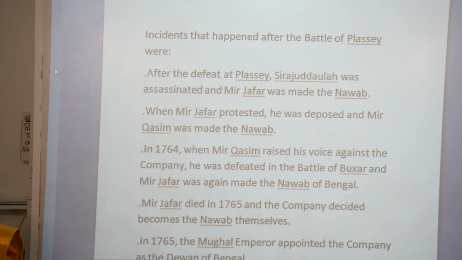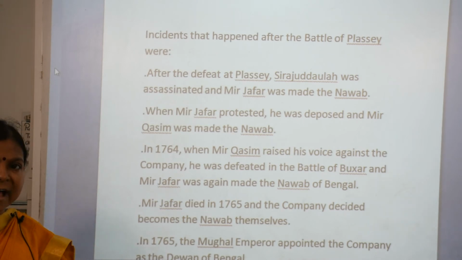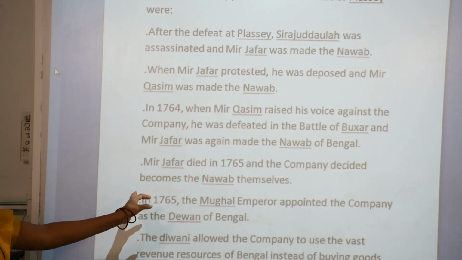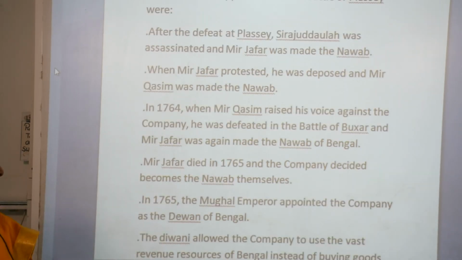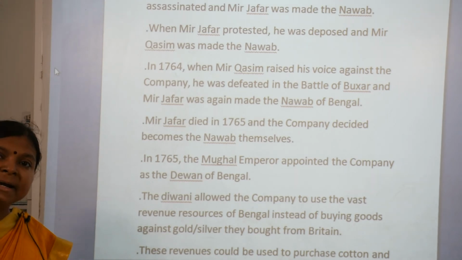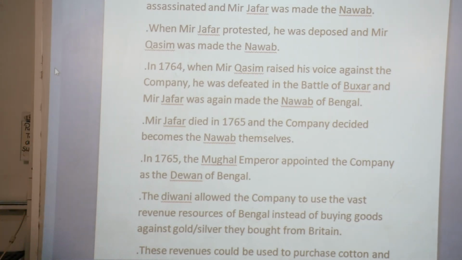Later, Mir Jafar died in 1765, and the company decided to make the Nawab themselves. So in 1765, the Mughal emperor appointed the company as the Diwan of Bengal. The Diwani allowed the company to use the vast revenue resources of Bengal, instead of buying goods with gold and silver brought from Britain.